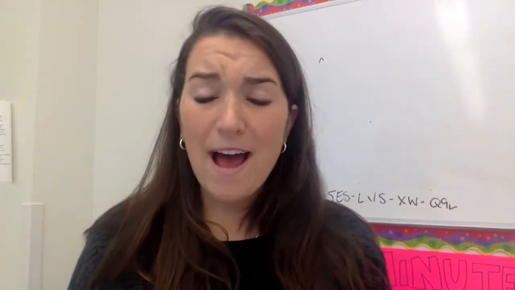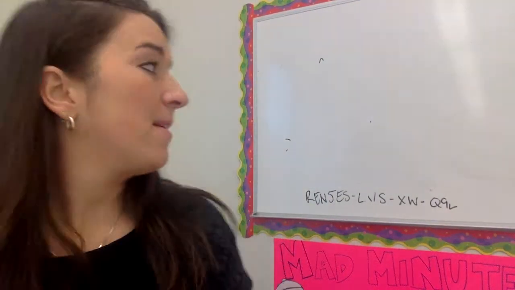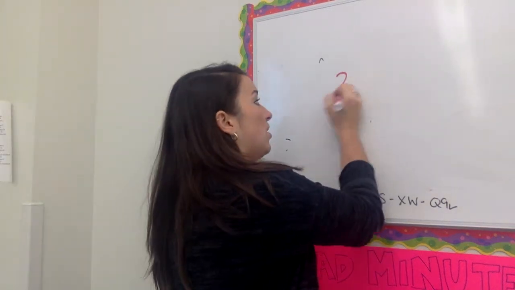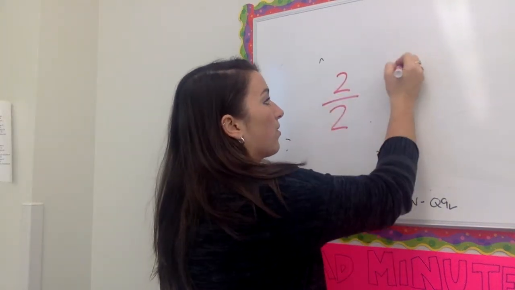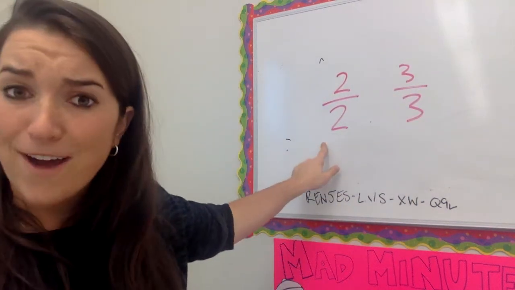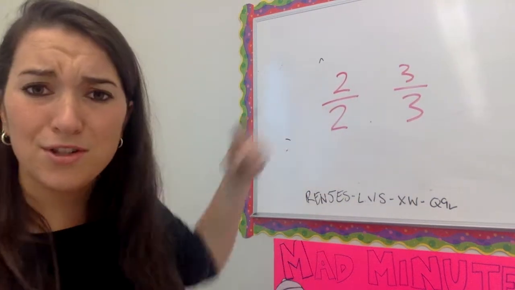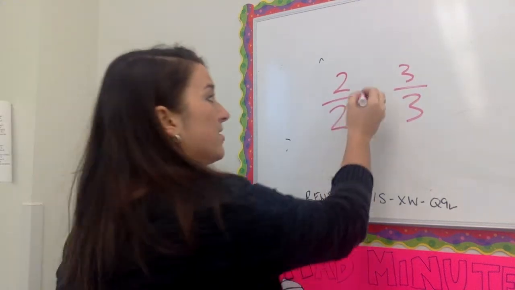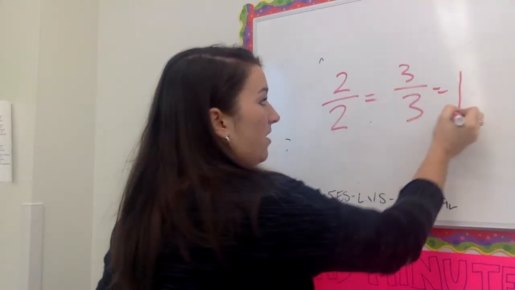All right, so at this point, we all know that if you have a number over the same number, so 2 over 2 or 3 over 3, this is equal to 1, right? We have 2 divided by 2. 2 divided by 2 is 1. 3 divided by 3 is also 1. So these are the same, and they both equal 1.